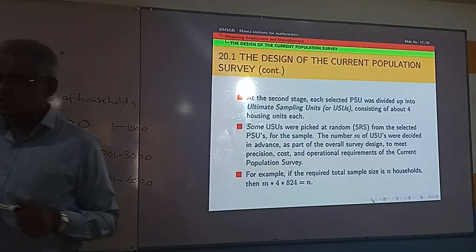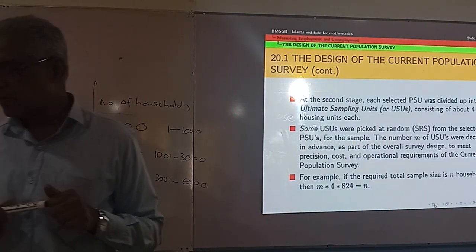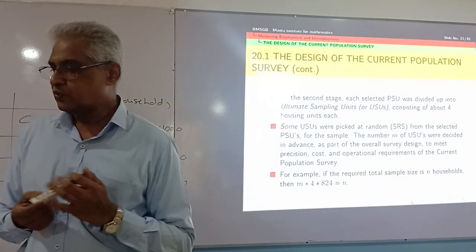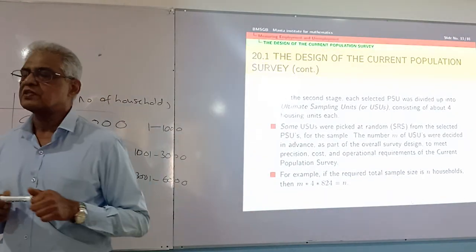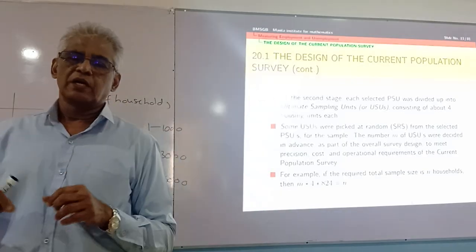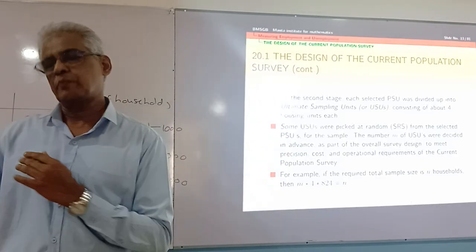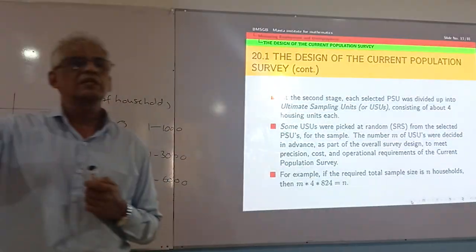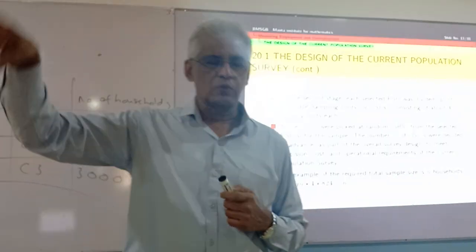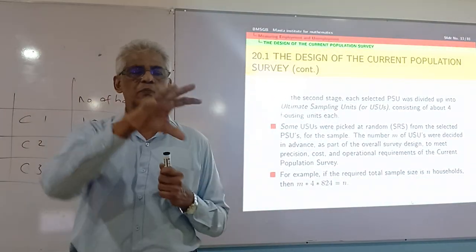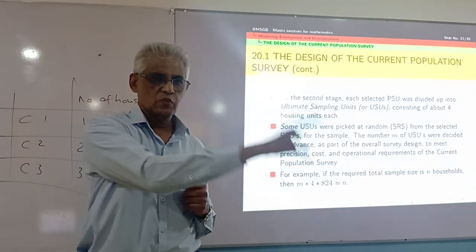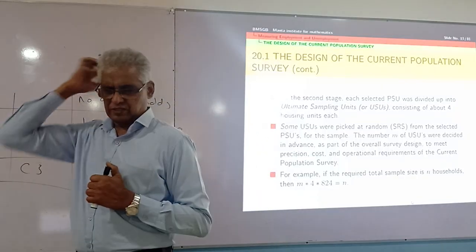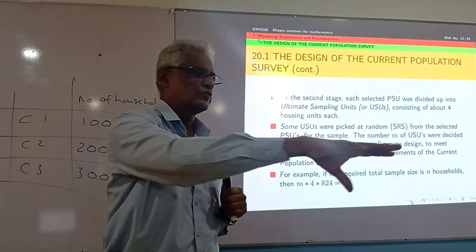So, at the second stage, each selected PSU was divided up into ultimate sampling units, consisting of about 4 housing units each. Right? So now we have selected 824 PSUs. Within those selected PSUs, what they did was group all the houses into blocks of 4. Four households is one ultimate sampling unit. So they select 4 houses close by.